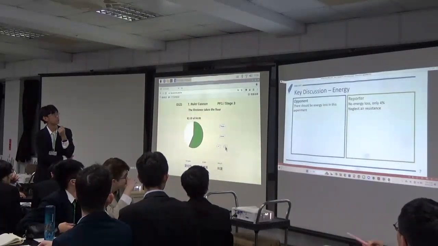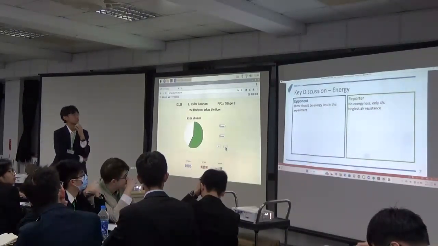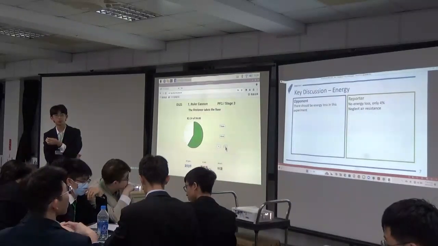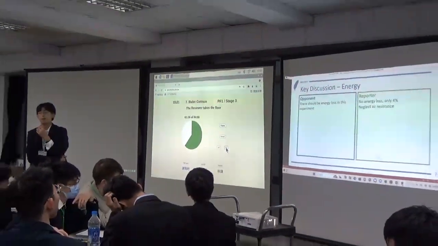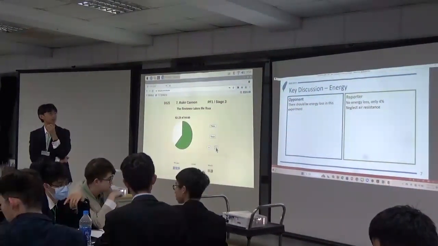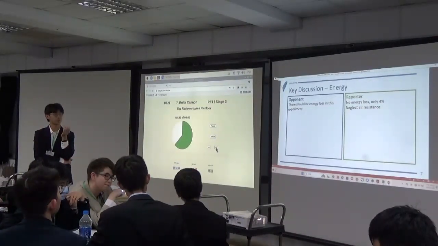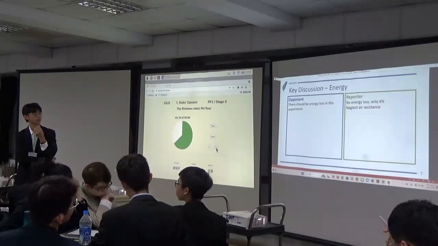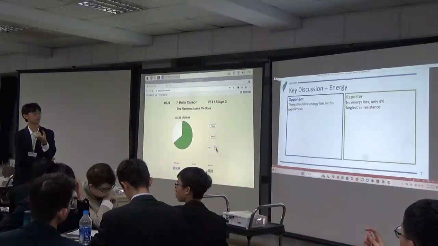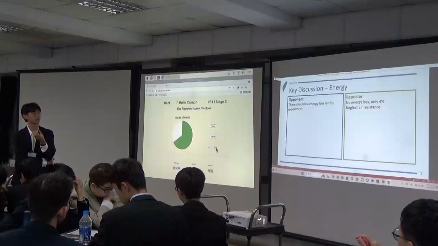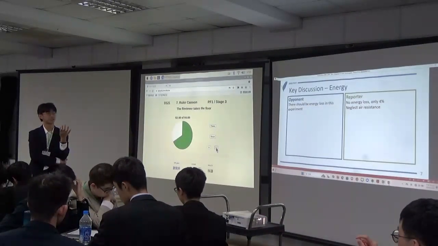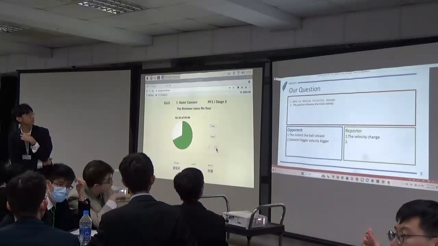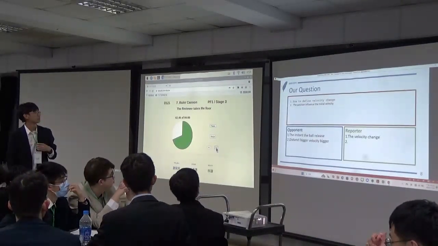The next one is about the energy. The opponent mentions that there should be energy loss in this experiment, and I agree with this. But the reporter thinks that there will not be energy loss, and later she thinks that there's only 4%, and she also neglects air resistance. And this is our question.